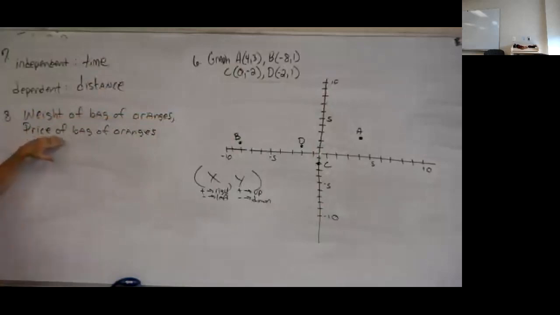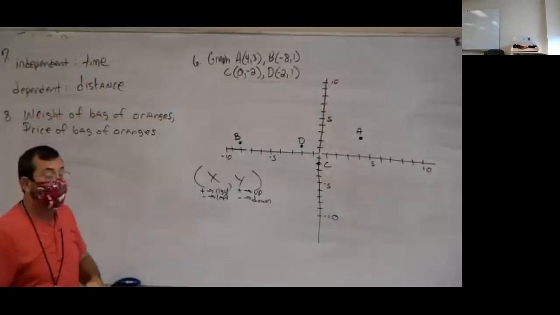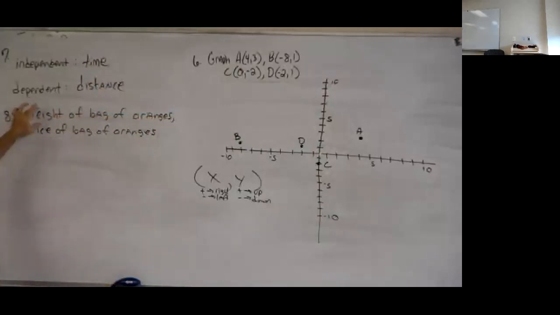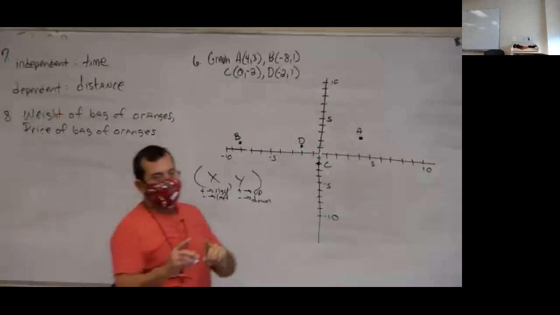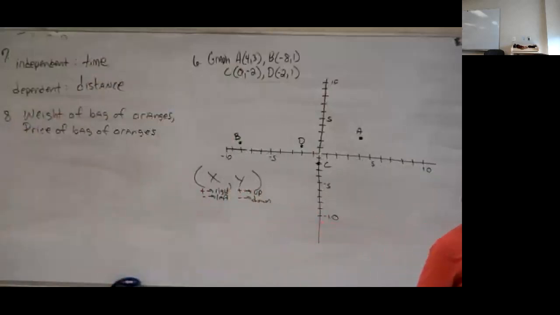So the weight would be the independent, wouldn't it? Would the weight be the independent? Independent. And the price would be the dependent variable. Now, what they want to know though is this. What kind of relationship could they possibly have?